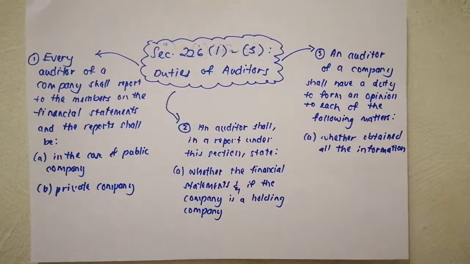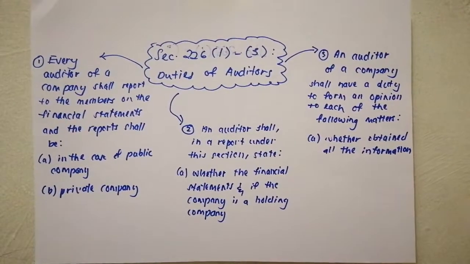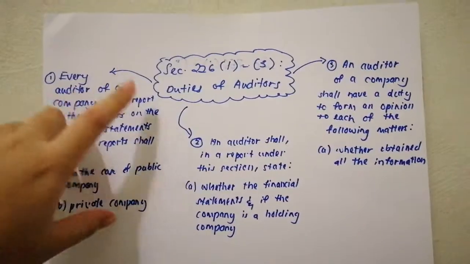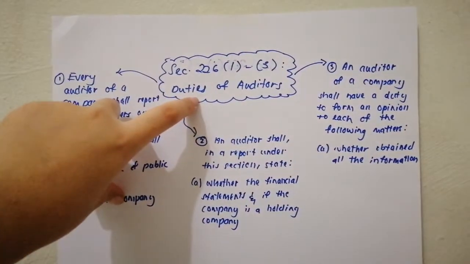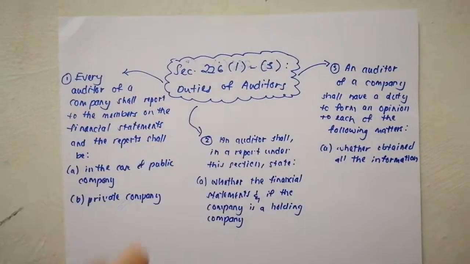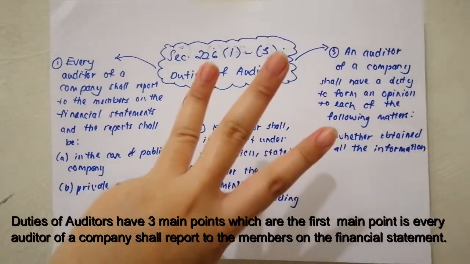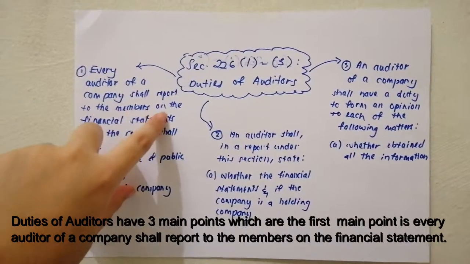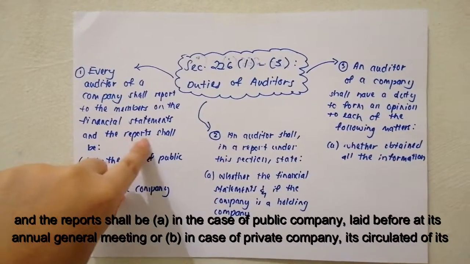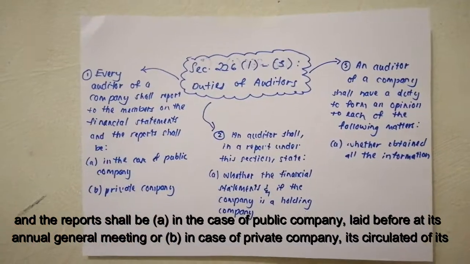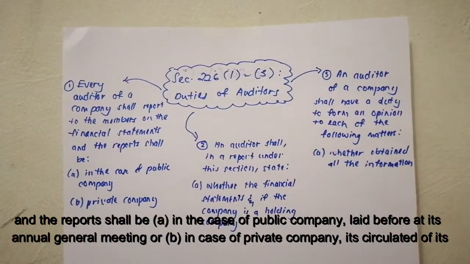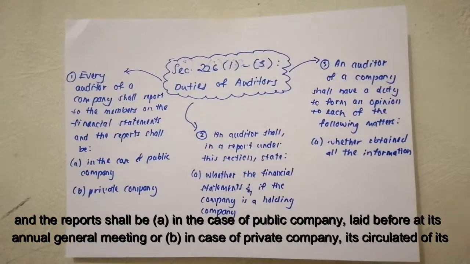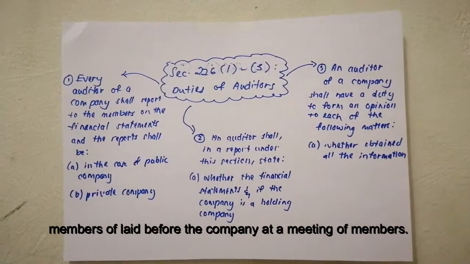After my teammate explained the qualification and the disqualification of a company's auditors, next I would like to explain Section 266, which is the duties of auditors. Duties of auditors have 3 main points. The first main point is that every auditor of a company shall report to the members on the financial statements, and the report shall be, in the case of a public company, laid before the company at its annual general meeting, or in the case of a private company, circulated to its members or laid before the company at the meetings of the members.